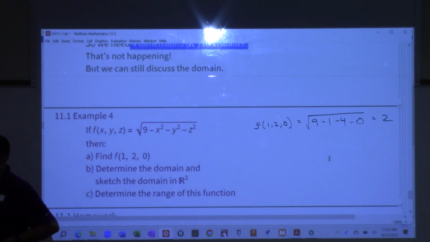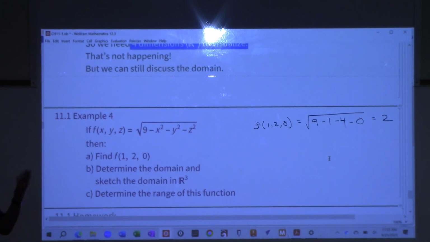So let's see if y'all can think about a function that would actually be useful. Like this would be a useful thing. We're saying if we plug in 1, 2, 0, that means if I go out 1, go over 2, and then don't go up or down. Right here, that point, I'm going to plug that point into a function. It's going to spit out the answer 2. Maybe that's the temperature at that point in 3-dimensional space.